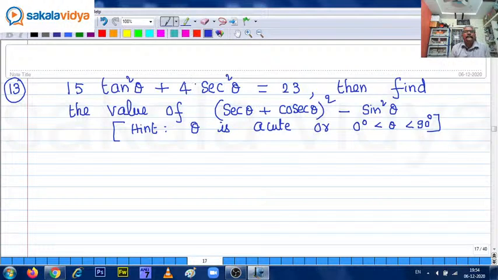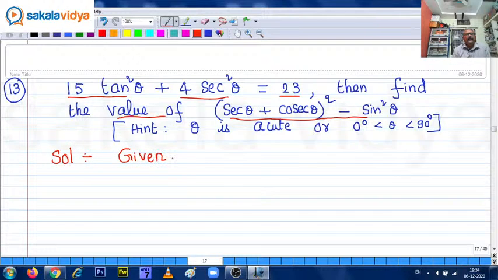Okay, so first, 15 tan square theta plus 4 secant square theta is equal to 23, given. With the help of this one, first let us find out tan theta value. How could you find tan theta value? Secant square theta is equal to 1 plus tan square theta. You can find out tan square theta, so that you can find out tan theta. With the help of tan theta, theta value will be obtained. After getting theta value, substitute in this one, you get the value of (sec theta plus cosec theta) whole square minus sin square theta. It is my plan, but your plan may be some other way. So okay, let us implement my plan here. After that, try your plan.